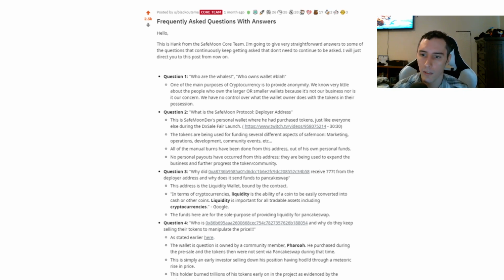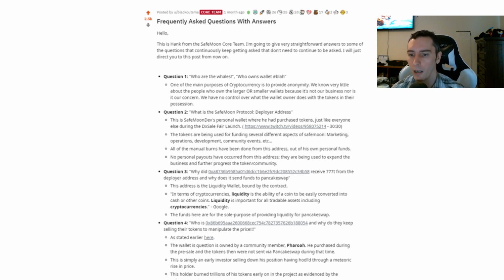So question 2, what is the SafeMoon protocol deployer address? That is SafeMoon Dev's personal wallet where he had purchased tokens, just like everyone else during the DX sale fair launch. They have a link to that reference. The tokens are being used for funding several different aspects of SafeMoon: marketing, operations, development, community events, etc. All the manual burns have been done from the address out of his own personal funds. No personal payouts have occurred from this address. They are being used to expand the business and further progress the token/community.